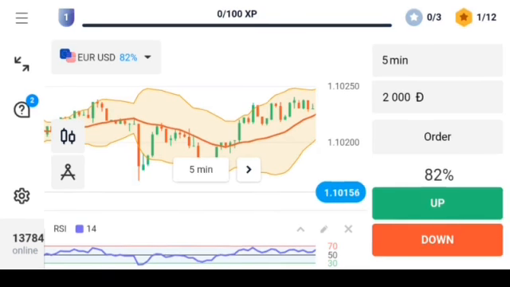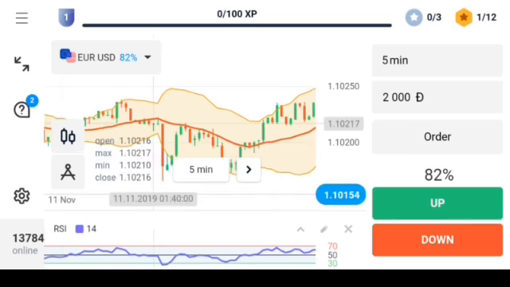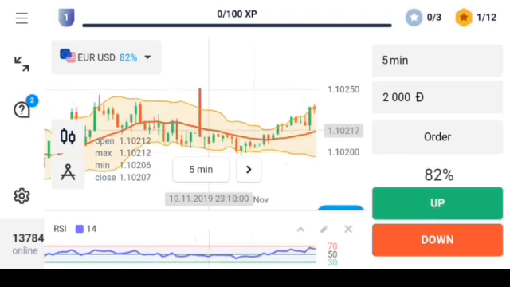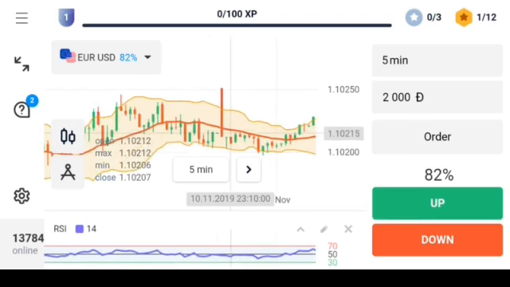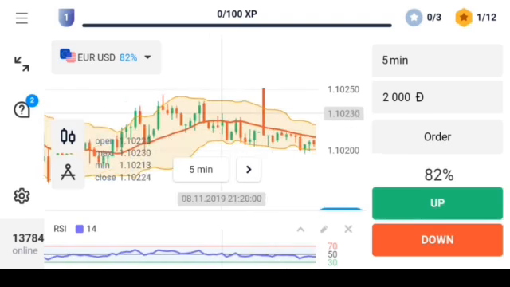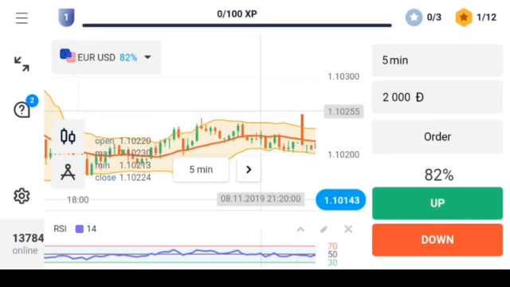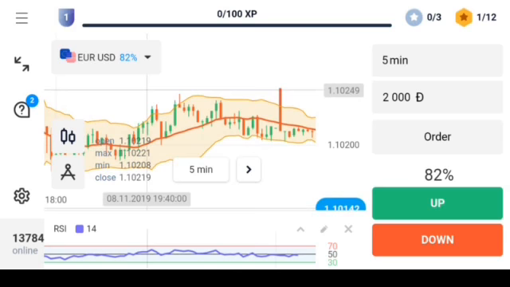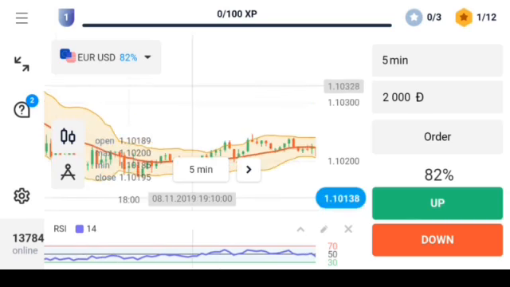You backtest by looking at the charts, the past price data on the chart, to see how many times you could have won or lost using this strategy. Another importance of this backtesting and practicing on demo is that it helps build your confidence when using a strategy.